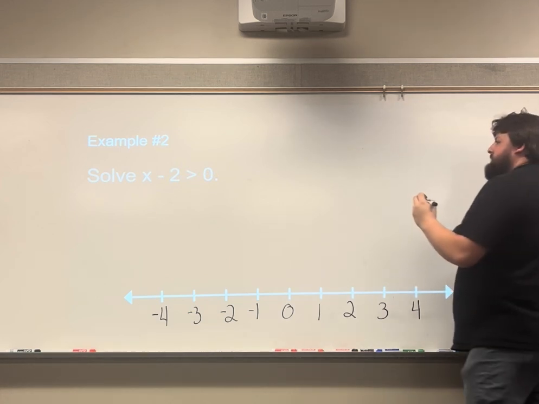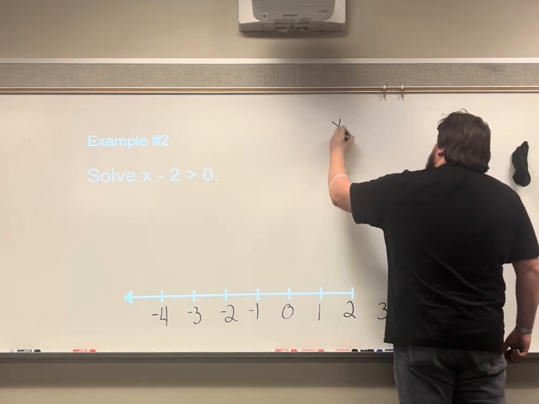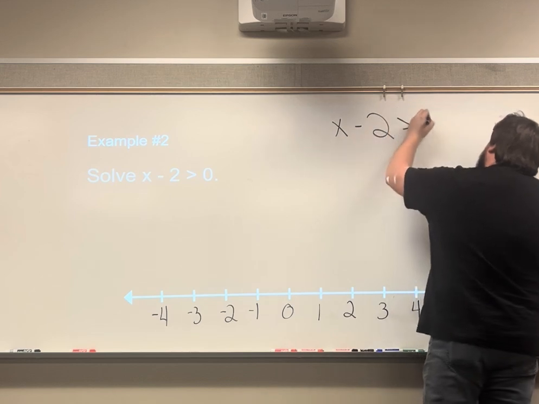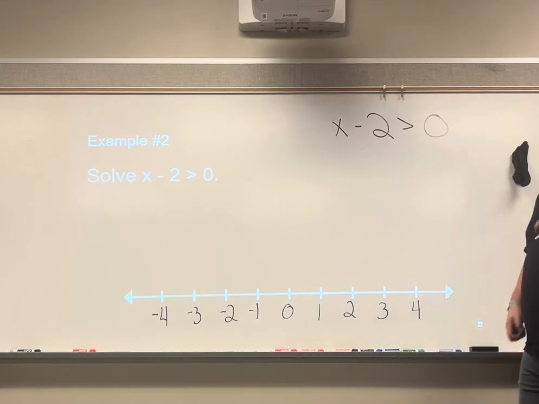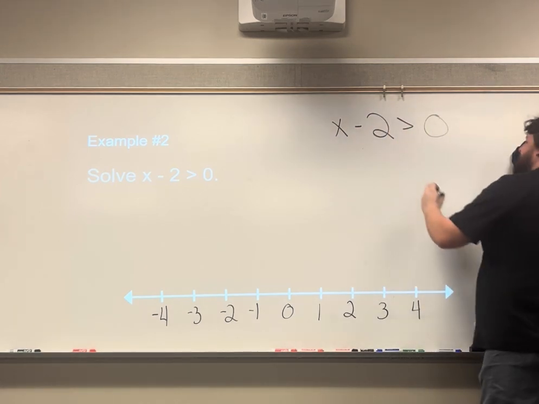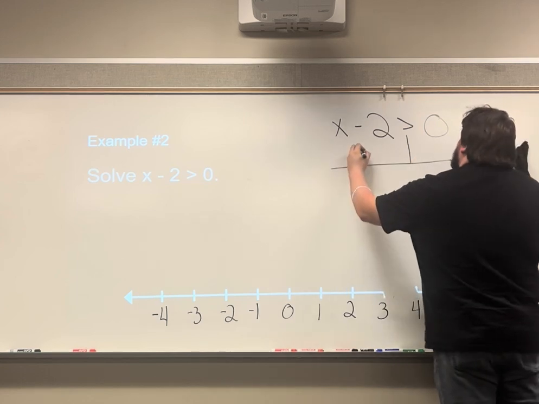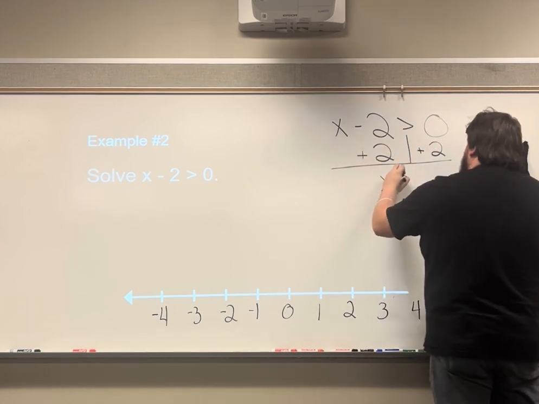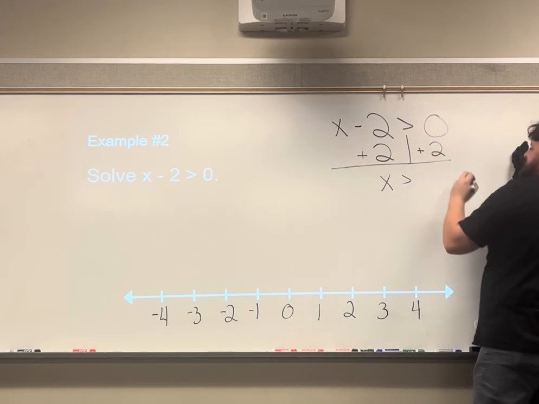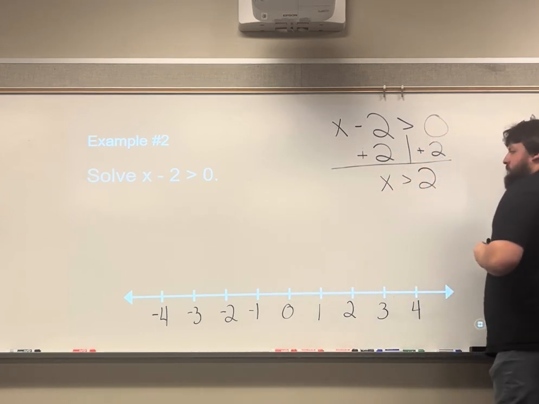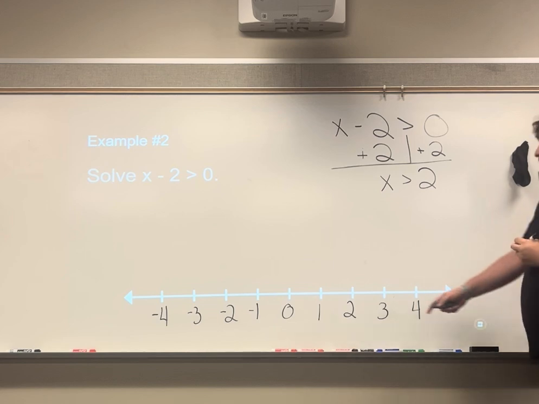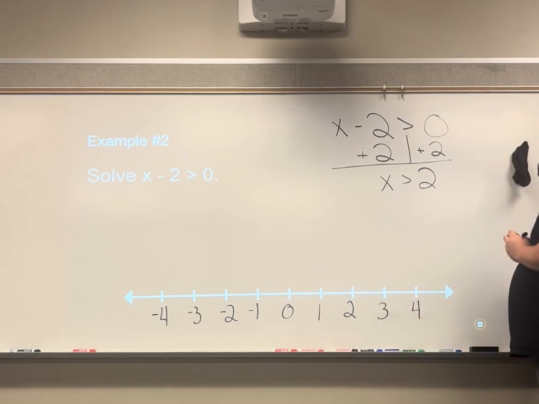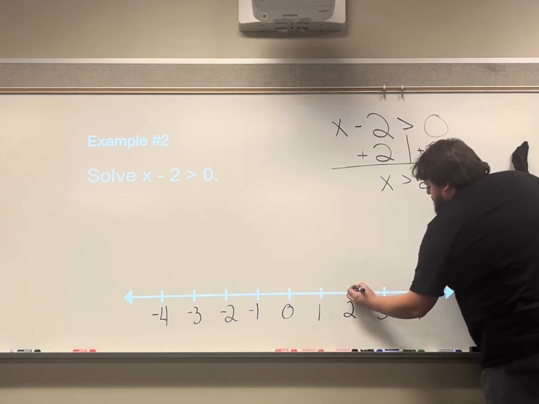Then we have x minus 2 is greater than 0. So I see that minus. I need to get rid of that constant, so I need to do the opposite operation. So I need to add 2 to both sides. So x will be greater than 0 plus 2, which is 2. So I'm going to have my point on 2. So x is greater than 2.